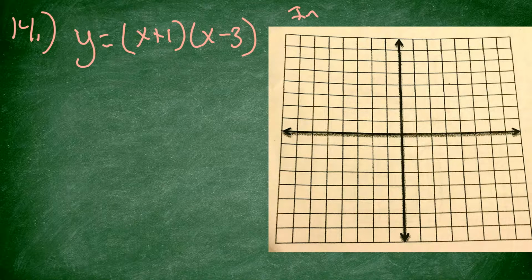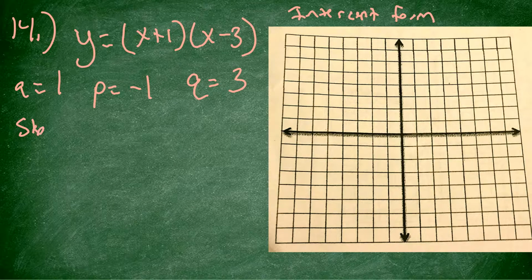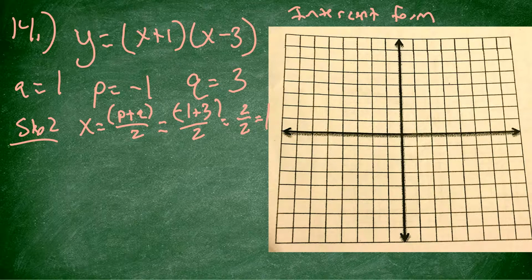Alright, this is intercept form because it's got two sets of parentheses. So, a is 1, p is negative 1, q is 3. Remember we changed both sets of parentheses. Change the sign in the p and q. So, step 1, I did that. Step 2, I have to say x equals p plus q all over 2. Remember, if you're using a calculator, better have that in parentheses. I get negative 1 plus 3 all over 2. I get 2 over 2, which is 1. That's the middle of my XY chart.